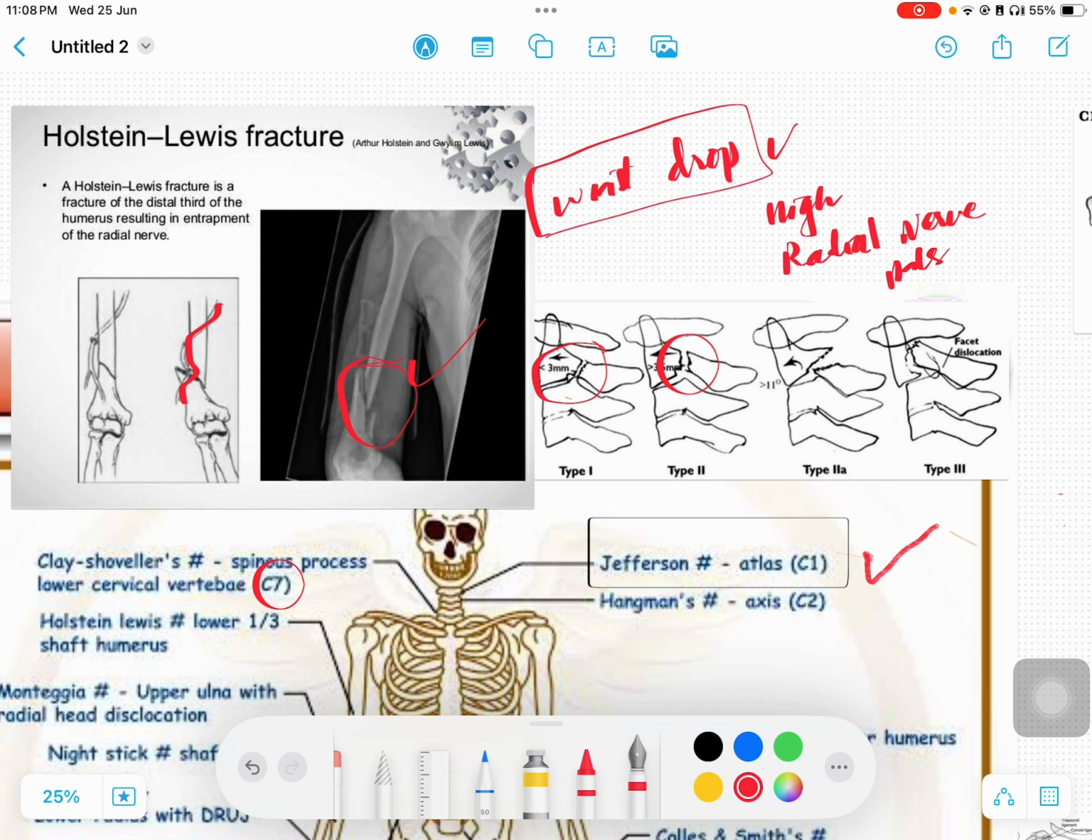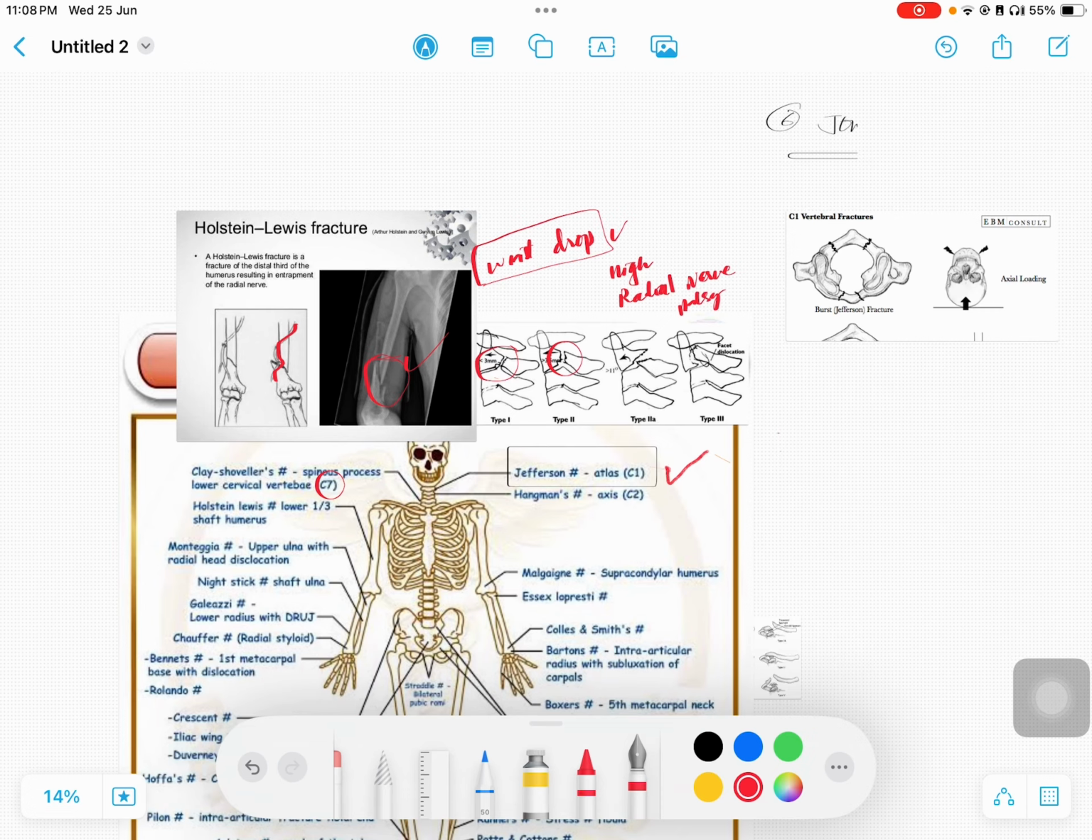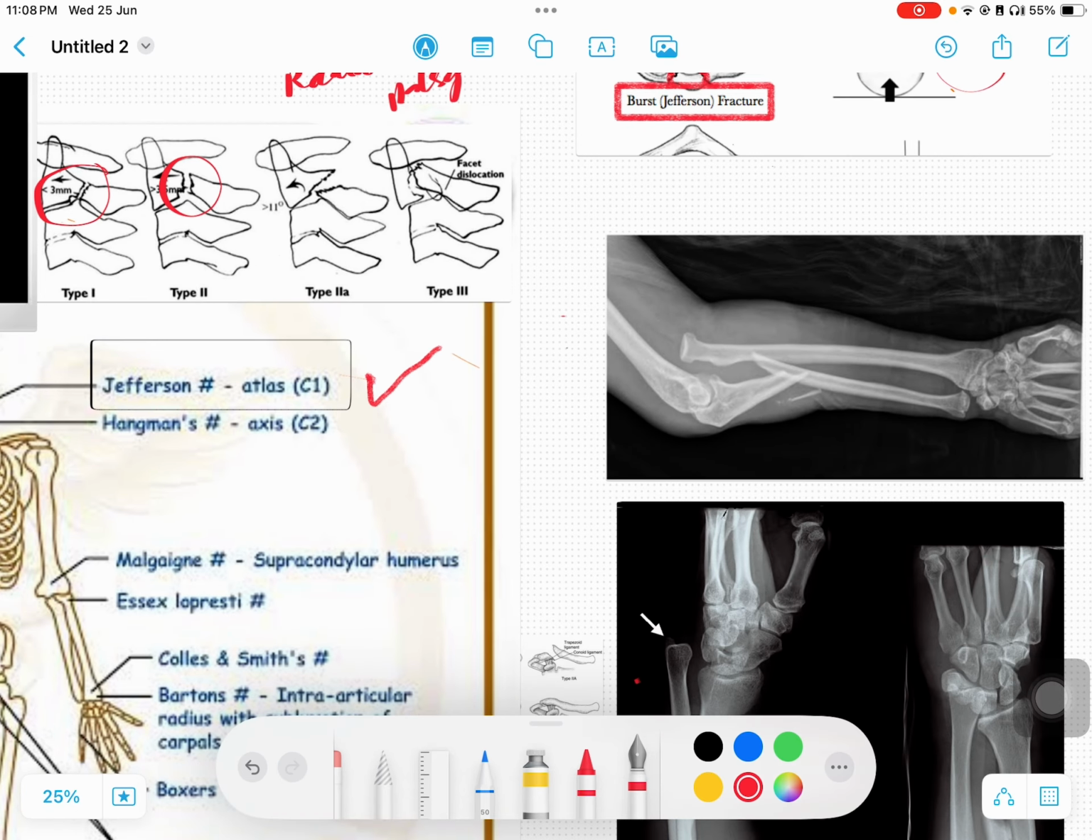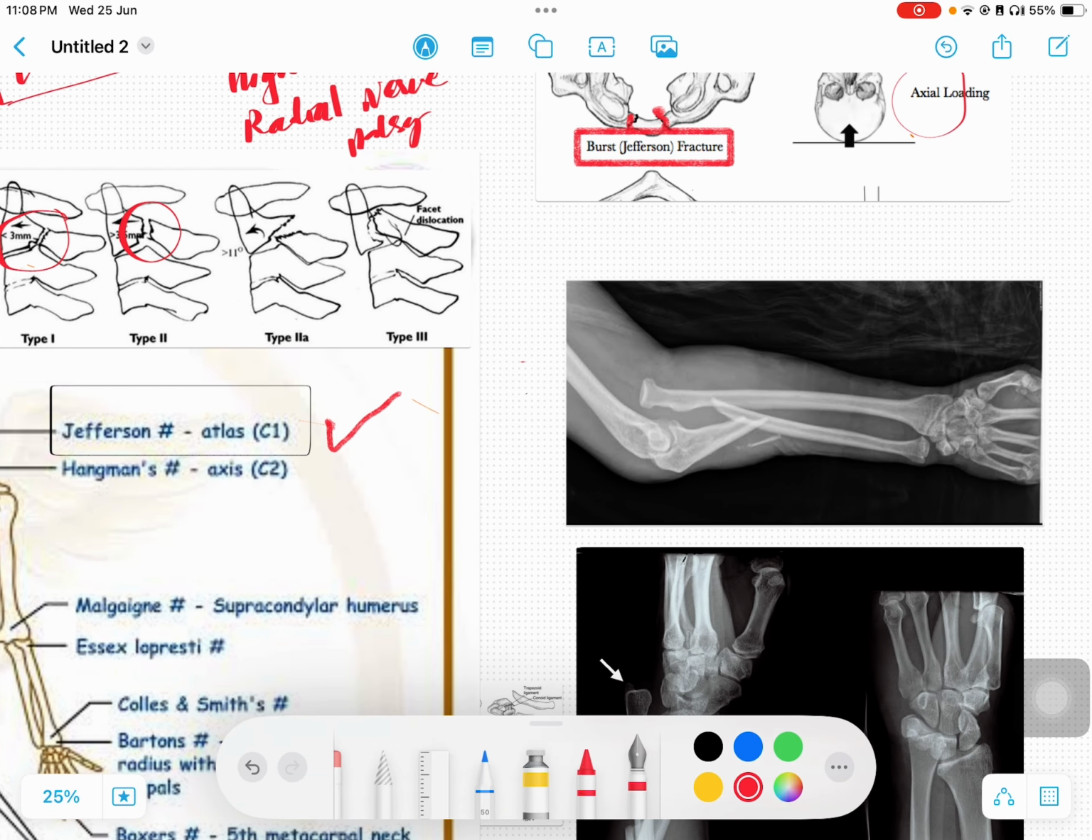Next named fracture is the Monteggia fracture. Monteggia means, see, this is your ulna, this is your radius. This is your ulna, and this is your radius. This is your radial head. A proximal ulna fracture with proximal radio-ulnar joint subluxation is the Monteggia fracture.